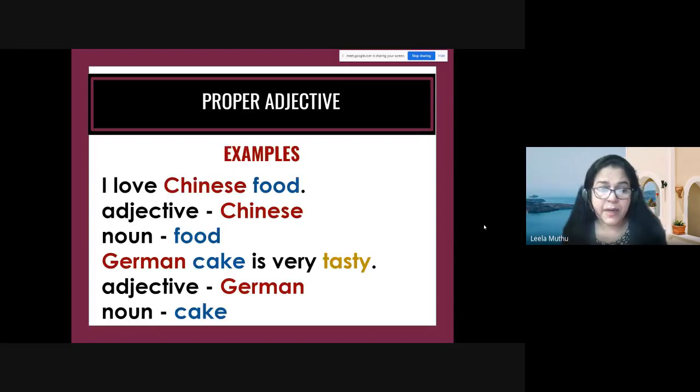I love Chinese food. Food is from China. The word you get from China is Chinese. Anything connected to China is Chinese. So Chinese is capitalized. Chinese food. It is a proper adjective. German cake is very tasty. The cake is from Germany. That's why it's called German cake. It's taken from a proper noun, Germany, starts with a capital G, and it is a proper adjective because the noun that follows it is cake.